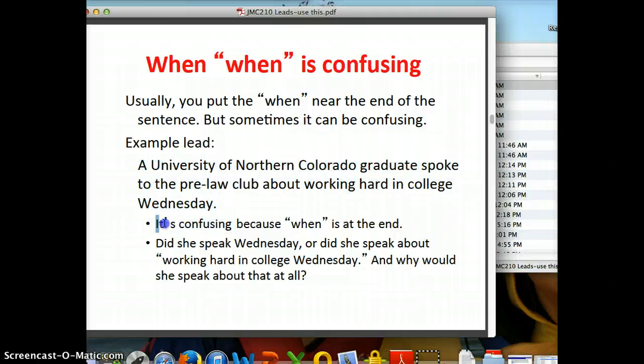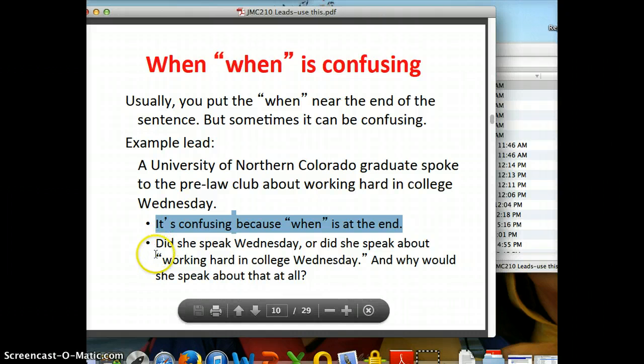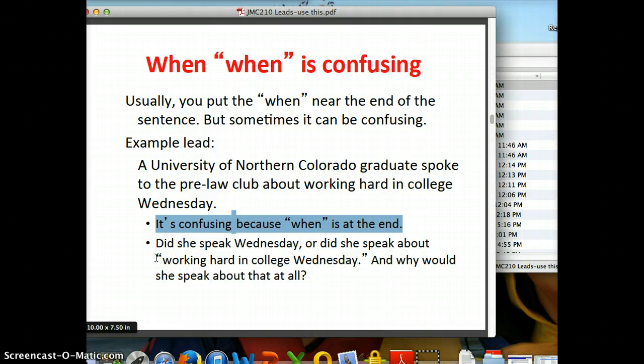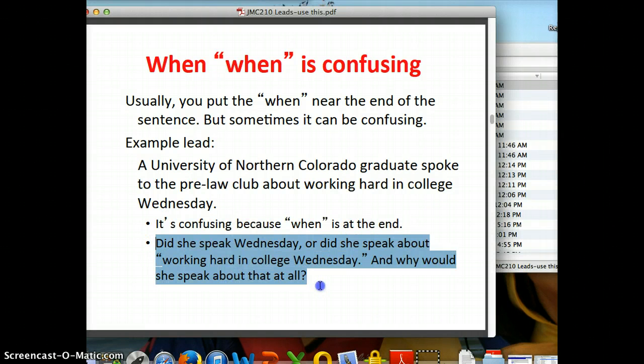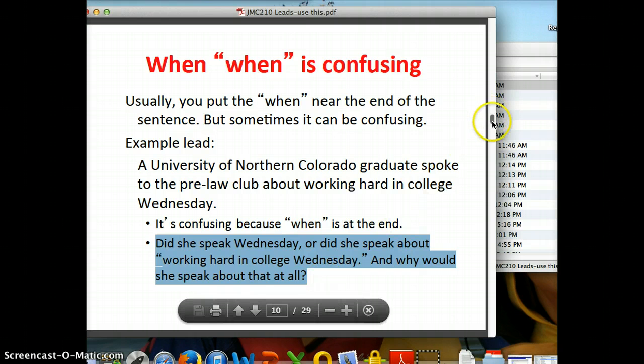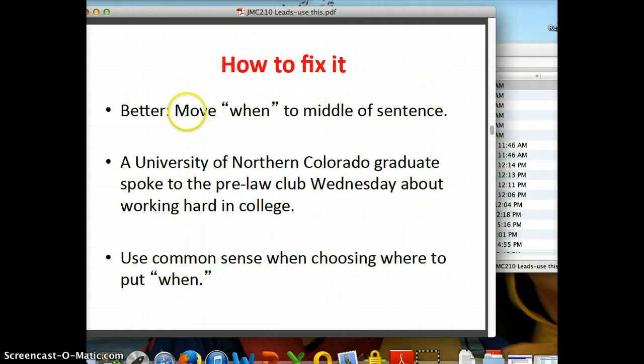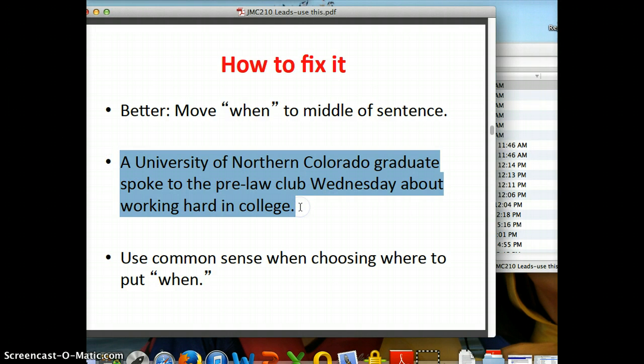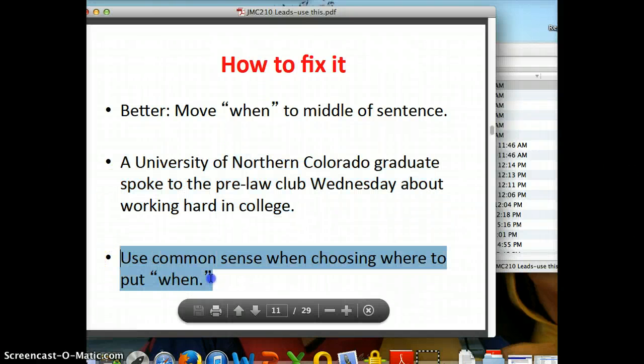So because it's confusing to put the when at the end, we want to change that. So we'll move the when to the middle. Never put the when at the beginning. A University of Northern Colorado graduate spoke to the pre-law club Wednesday about working hard in college. Okay? So it's not confusing. So use your common sense, but you never want to put the when first.